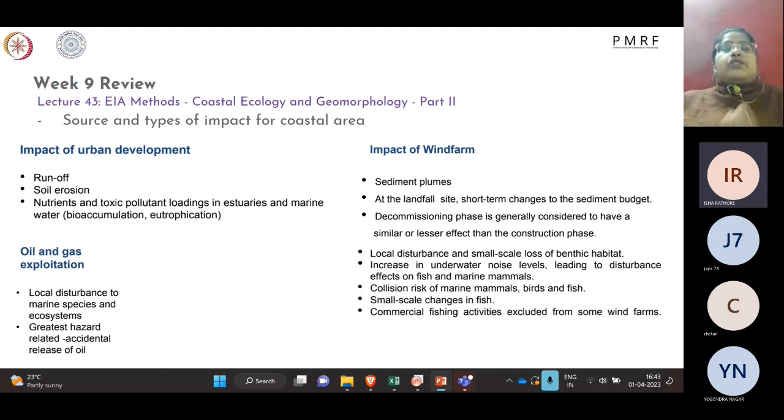Then you can also have impacts because of construction of a wind farm, which can cause sediment plumes. If you have wind farms, the wind movement can cause sediments to move without being taken by water, but by wind, because of the forces of wind which are being generated because of the wind farm, and certain other things like disturbance and small scale loss of habitat, increase in underwater noise levels, disturbance effects to fish and marine animals, and things like that.